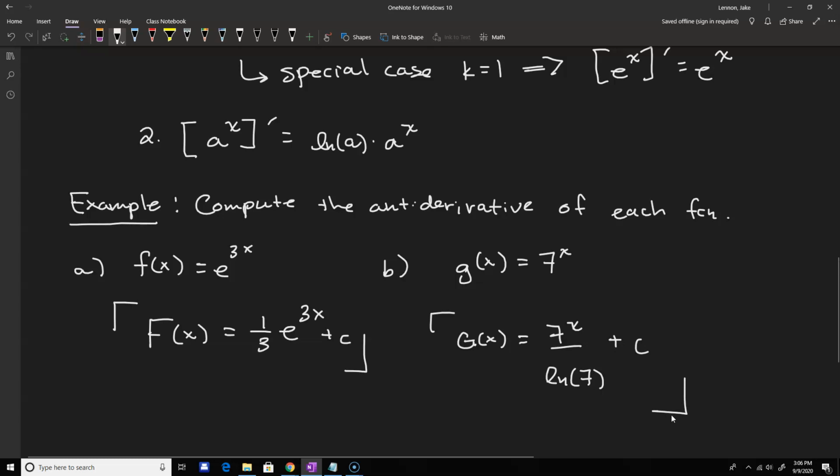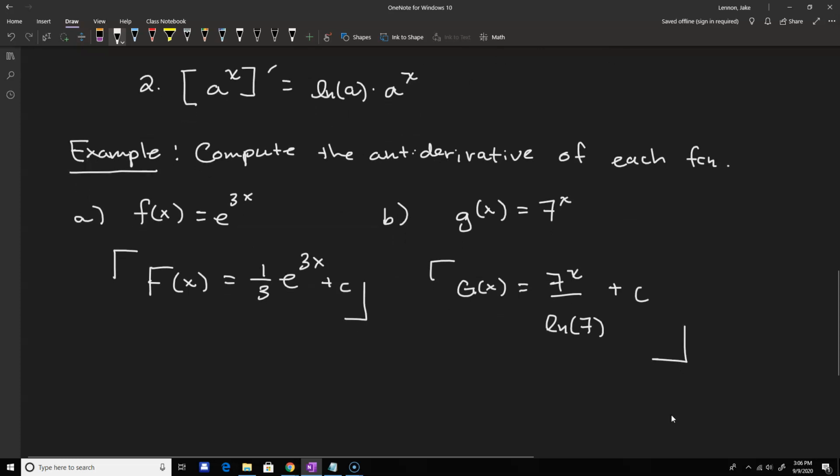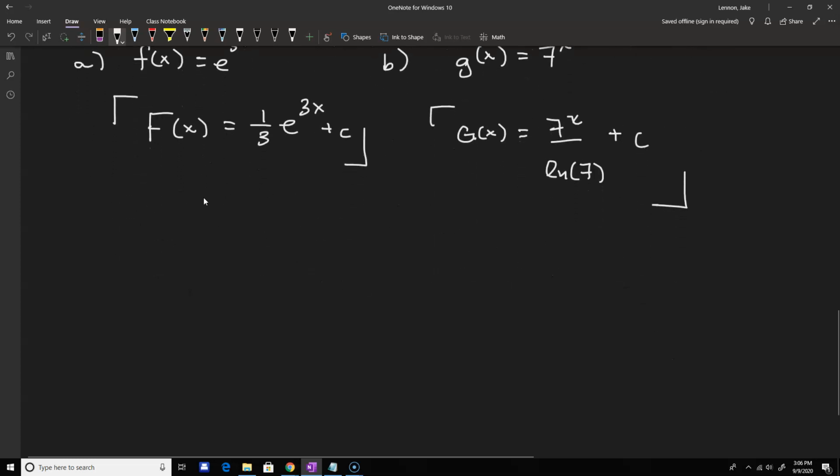So that's essentially the rules applied to the functions, and you could check by taking the derivative. Notice the constants would vanish when taking the derivative, and the 3 you would multiply by for part A would cancel with the 1/3, and the natural log of 7 you would multiply by would cancel with the division by natural log of 7. So these are our antiderivative rules for exponential functions.